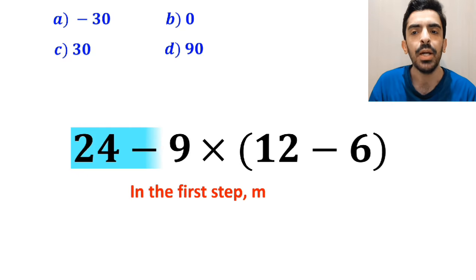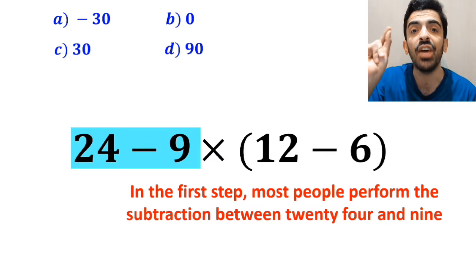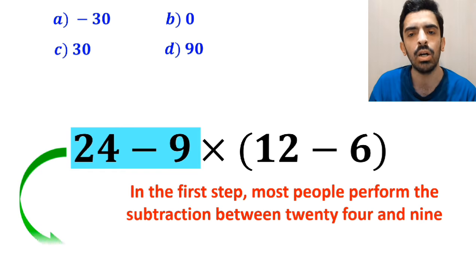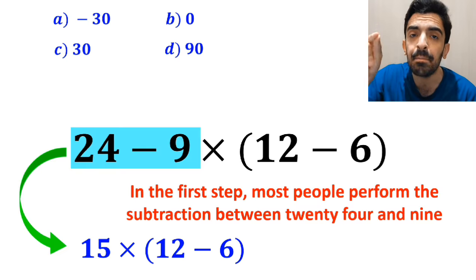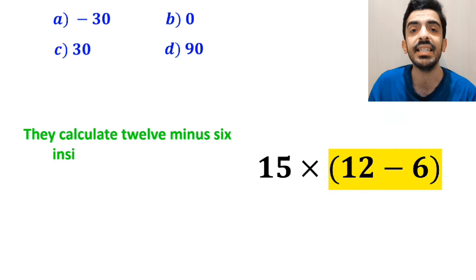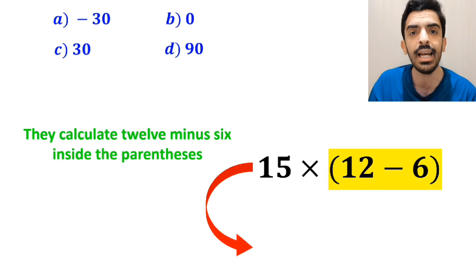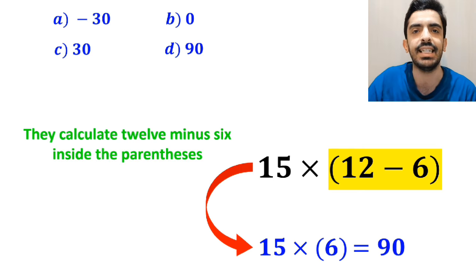In the first step, most people perform the subtraction between 24 and 9, which I have highlighted in blue. So, this expression simplifies to 15 multiplied by 12 minus 6 inside the parentheses. In the next step, they calculate 12 minus 6 inside the parentheses, which becomes 15 multiplied by 6. And finally, the value of this expression must be equal to 90.